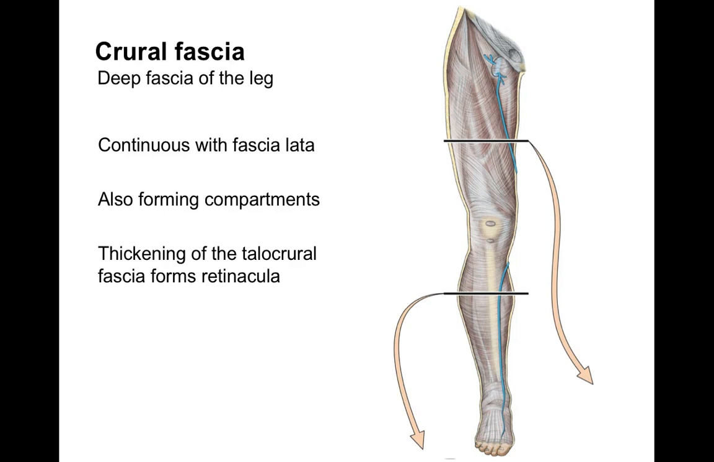Now, we also have deep fascia of the leg, just like deep fascia of the thigh, but remember, the deep fascia of the thigh is called fascia lata. We now call this the deep fascia of the leg now that we're below the knee. And this deep fascia of the leg also forms compartments, and thickening of the talocrural fascia forms retinacula that we will study down here at the ankle joint.